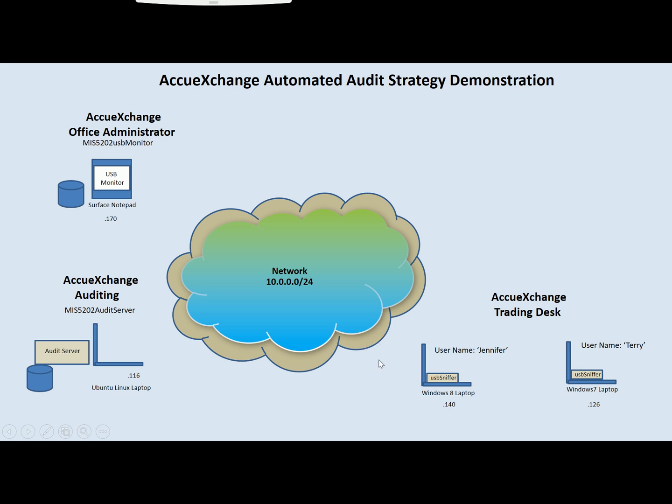So the way the demo will work is we'll go to Jennifer's device. She's got the USB sniffer running already. We'll plug in a USB stick, not to see what goes on there. She's not running the WebEx session, but we'll do that to see what pops up on the USB monitor. Then we'll go over to Terry's machine. We'll plug in, we'll start up USB sniffer. We'll plug in a USB stick, and we'll watch what happens to her machine.